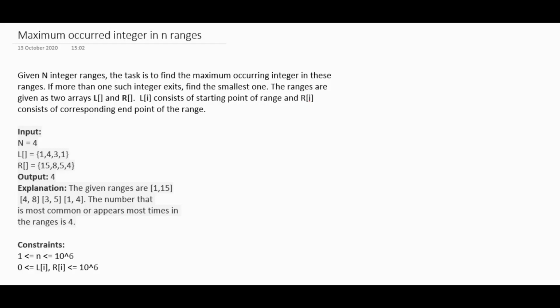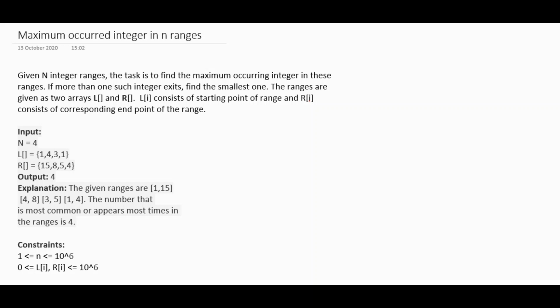Hello everyone. Today we are going to solve this question, maximum occurred integer in n ranges. Okay, so let's see what the question is. Given n integer ranges, the task is to find the maximum occurring integer in these ranges. If more than one such integer exists, find the smallest one.